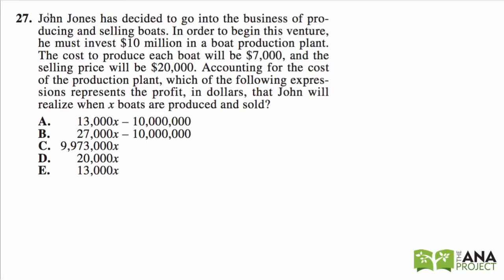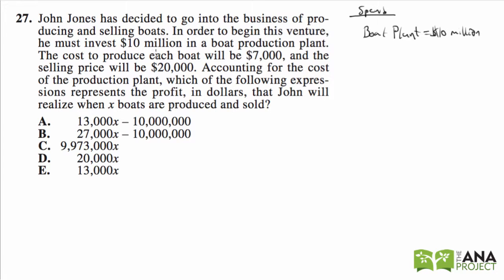John Jones has decided to go into the business of producing and selling boats. In order to begin this venture, he must invest 10 million in a boat production plant. Okay, so this is what he has to spend. So these are costs. So a boat plant, 10 million bucks. That's pretty cheap.